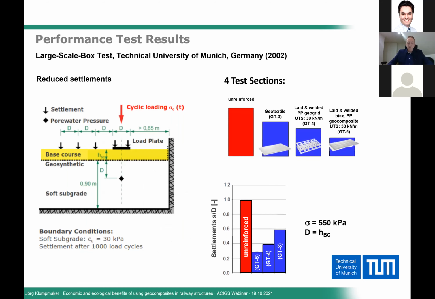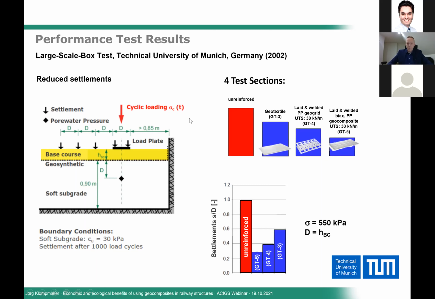A similar test has been carried out at the Technical University in Munich, very similar in its setup. We have a soft subgrade in a large steel frame box. On top of that, we have a base course. This was 30 centimeter and a 300 millimeter load plate. In this case, different to the previous one, we had a cyclic loading. Up to 1000 load cycles were applied, and the soft subgrade has a bearing capacity or an undrained shear strength of 30 kPa, which equals approximately a CBR of 1%.